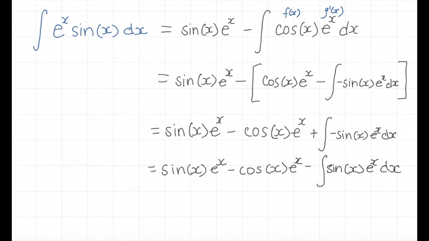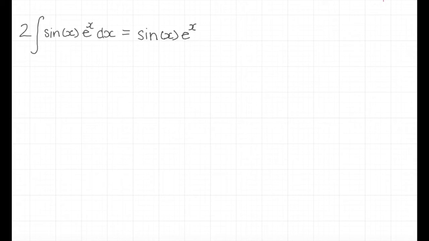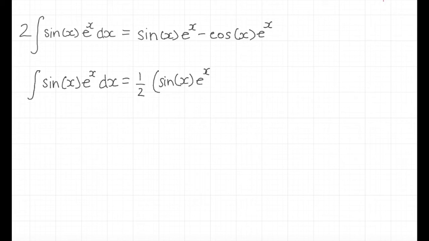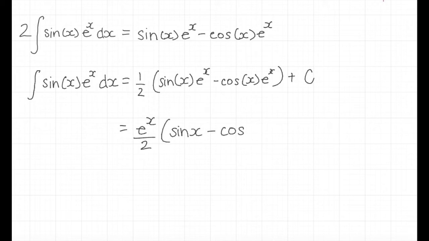And we notice that on our right side, we have the same integral as on the left side. And so we will move this to our left-hand side. And then dividing both sides by 2, we get 1 over 2 times sine x e to the power of x minus cos x e to the power of x plus c, simplifying to be e to the power of x over 2 times sine x minus cos x plus c.